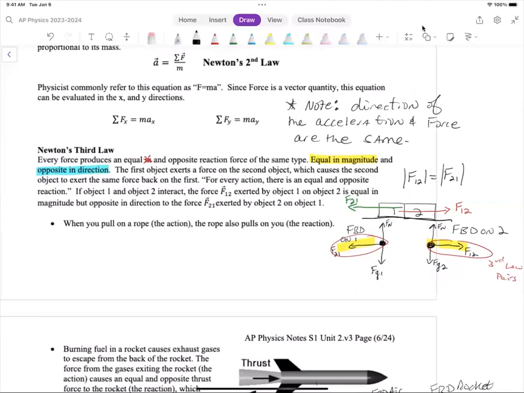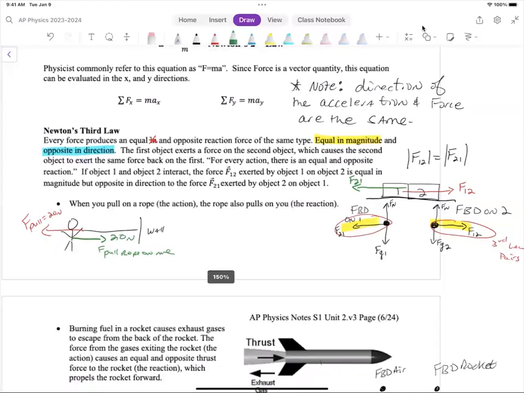How about this? I'm pulling on a rope. Here's the rope. Here it's attached to a wall. I'm going to pull on the rope. There's the force of me pulling, and let's say I pull by 20 newtons. What's the rope going to do? The rope is going to pull on me by how much? This is the pull of the rope on me. Guess what that's going to equal? 20 newtons. That's the rope on me and me on the rope. Two objects involved.